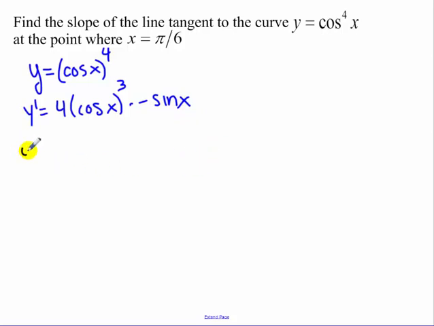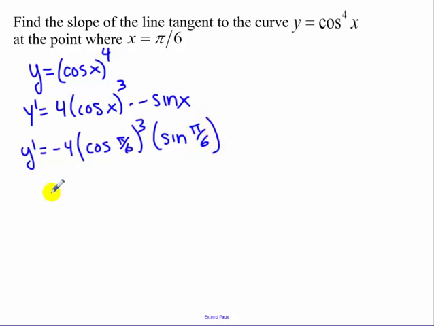Okay, so now I evaluate the function. The negative I'm going to put with the 4. Cosine of pi over 6 to the 3rd times the sine of pi over 6. Cosine of pi over 6 is root 3 over 2. Sine of pi over 6 is 1/2.